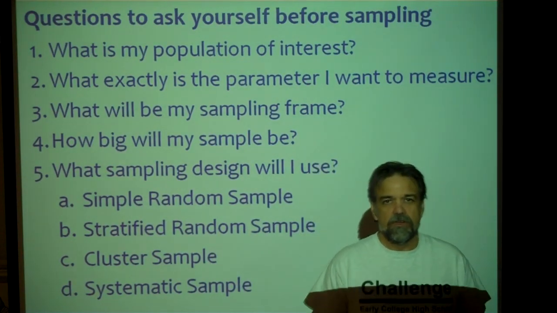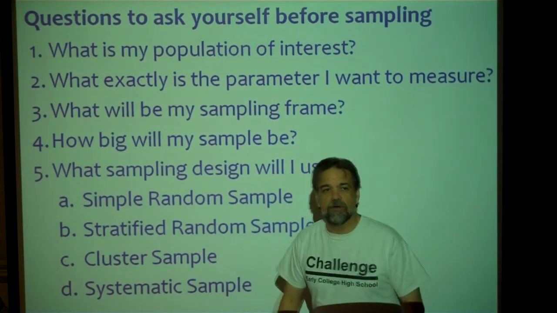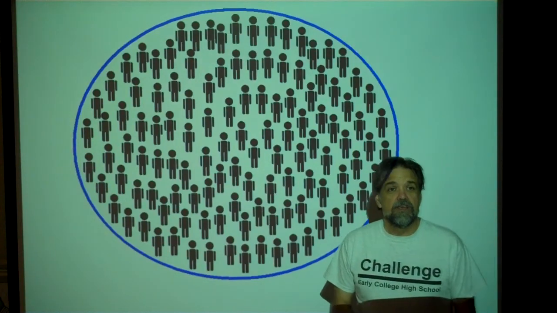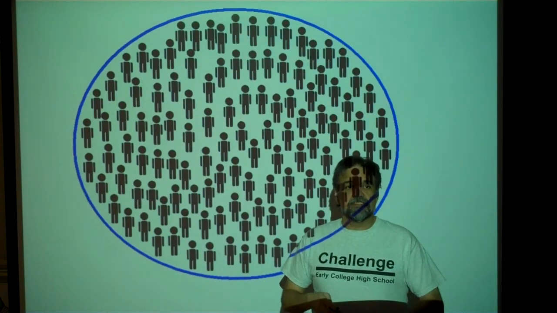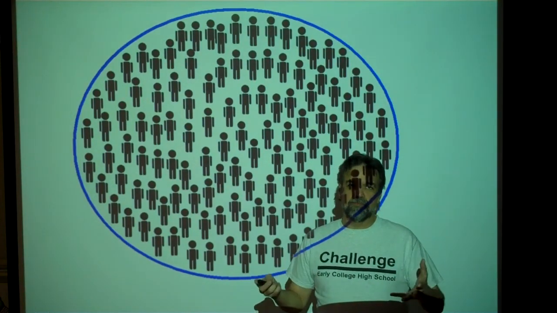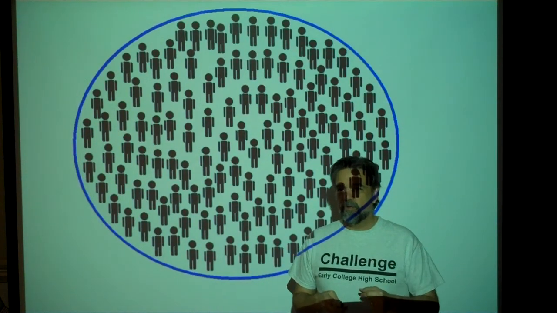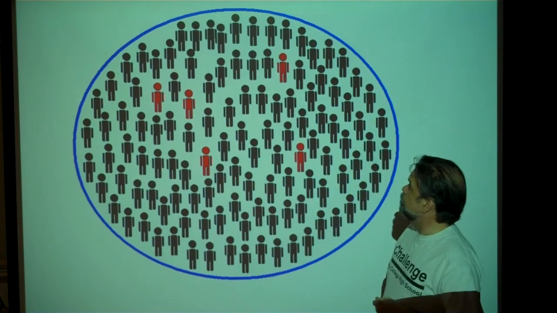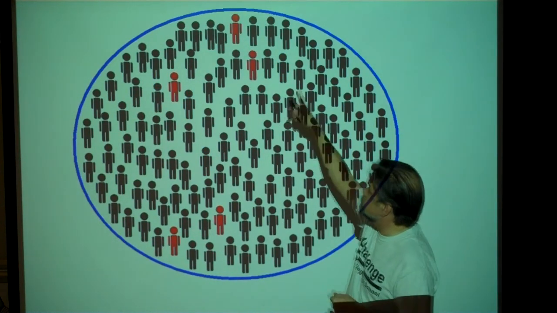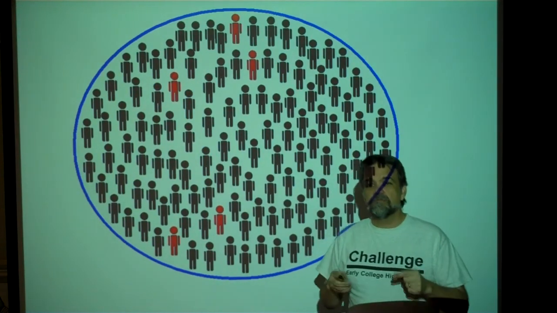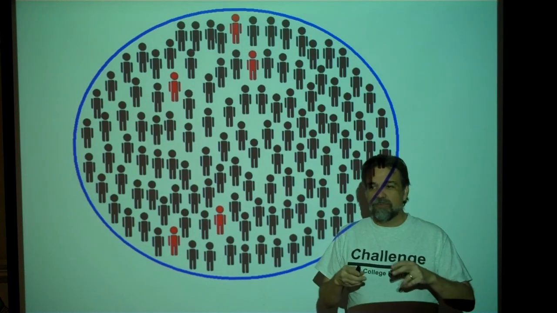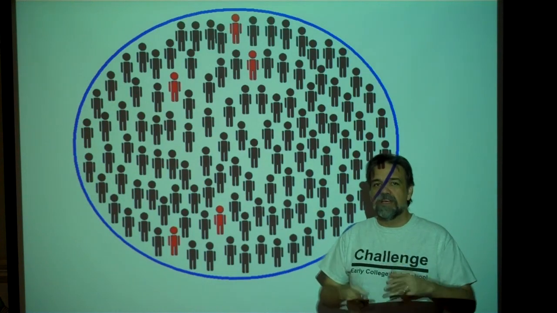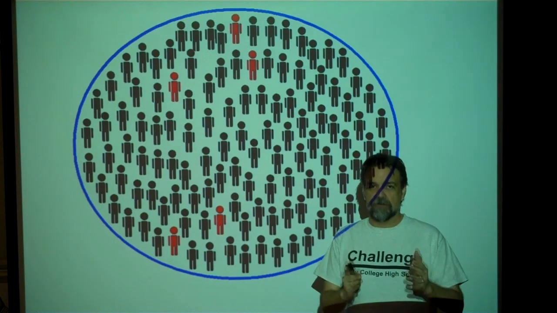All right. So first off, let's look at each of these four. First off, the simple random sample. Here's a population. Let's say I'm going to take a sample of five people from this population. What a simple random sample is, I could take these five here, or perhaps I could take these five here. A simple random sample means that every possible combination of five people is equally likely to be chosen. Okay?